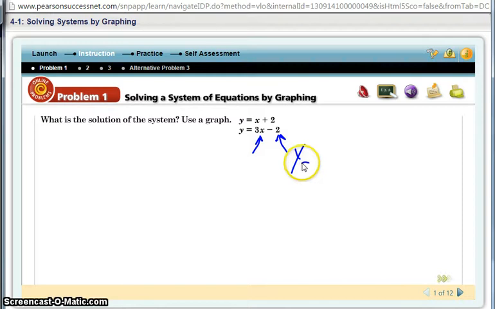So y-intercept is always going to be whatever the constant term is. So a constant term, remember, has no variable involved with it. So constant term is that -2. And the slope here then is always the m, or whatever value is in front of your x. So the m is your slope.